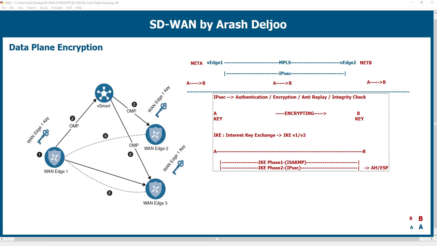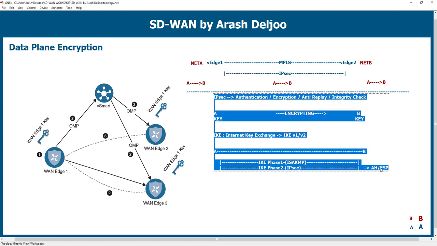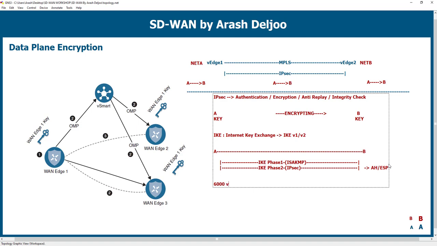But in SD-WAN, we should change this method of key exchange. Why? Assume that you have 6,000 vEdges and we want to establish IPsec sessions between these vEdges, for example, in a full mesh manner. You know that if we have a full mesh, 6,000 multiplied by 5,999 tunnels are needed. And for this very huge number of IPsec sessions, if all of the sessions exchange keys directly, the overhead and the CPU burden on the vEdges are very high.